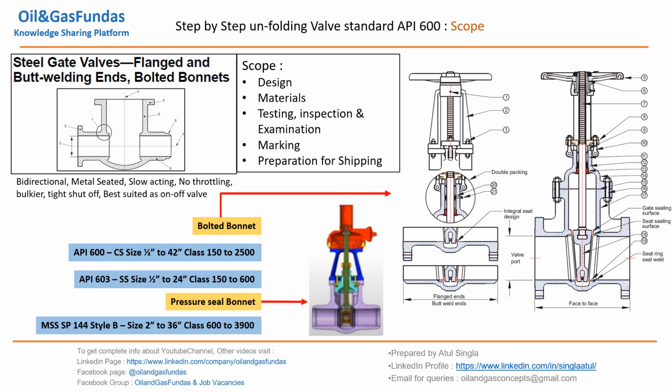In API 603, stainless steel and half-inch to 24-inch valves are covered for classes 150 to 600. If you see, this type is a pressure seal bonnet. Here the sealing is because of pressure: the more the pressure, the more the sealing. But this type of sealing bonnet is not in the scope of API 600. This design is covered in MSS SP-144 style P, 2 inch to 36 inch, 600 to 3900 pound rating. So what we are going to cover in this video is API 600. We are going to talk about bolted bonnet, flanged ends, and butt welded ends.